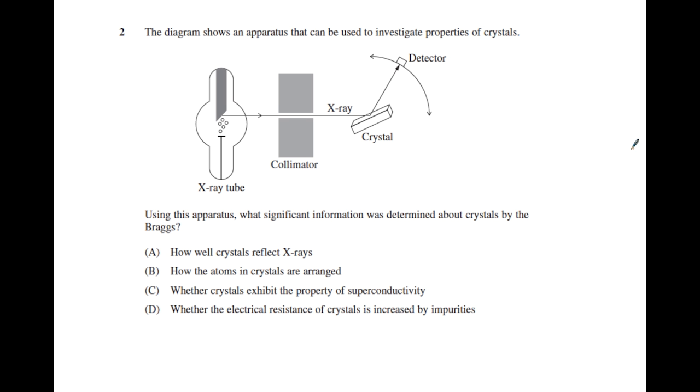Let's have a look at the next question. The diagram shows an apparatus that can be used to investigate the properties of crystals. Using this apparatus, what significant information was determined about crystals by Bragg? A, how well crystals reflect X-rays. B, how the atoms in the crystals are arranged. C, whether crystals exhibit the property of superconductivity. And D, whether the electrical resistance of the crystals is increased by impurities. Pause now.